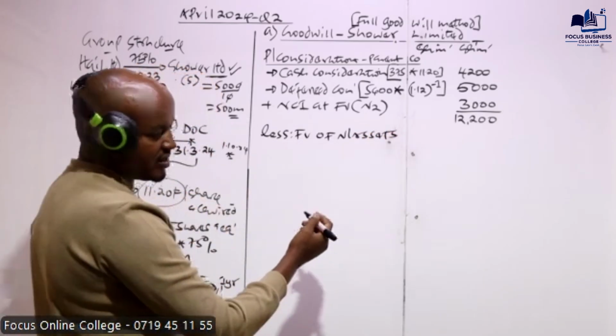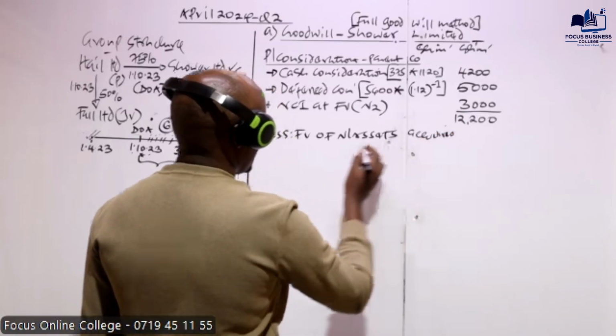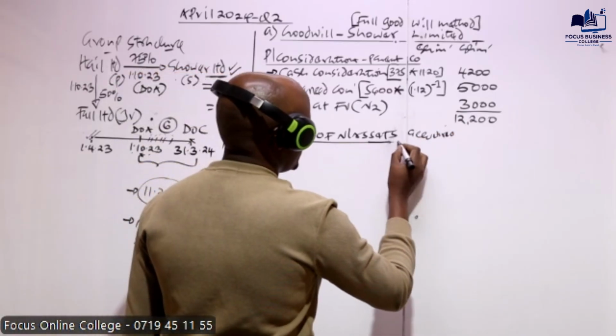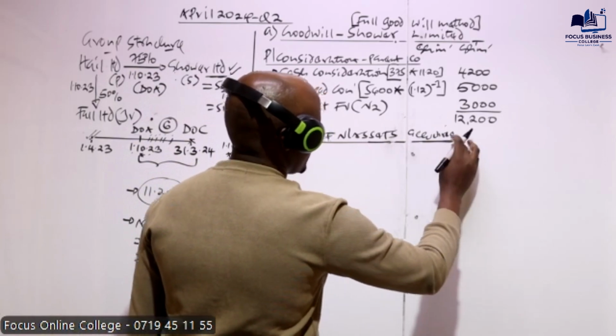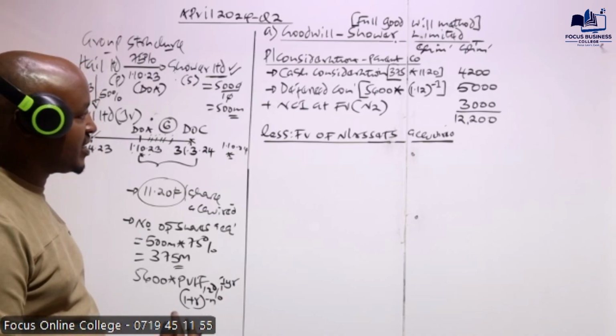Is that what you're getting? Yes, 12,200. And then out of this, we proceed and we lay out something called the fair value of the net assets which were acquired. This is something which the examiner will not give you, the fair value of the net assets which were acquired.